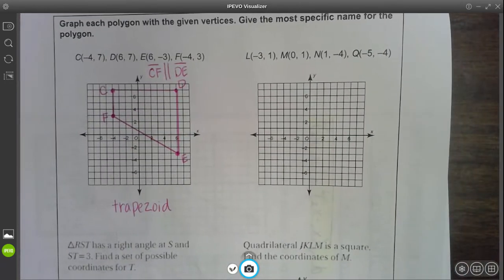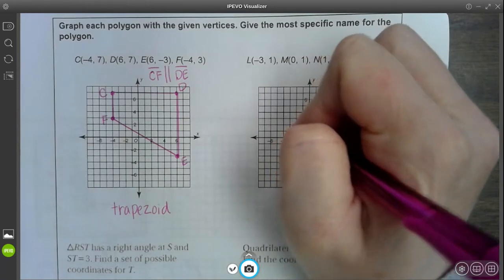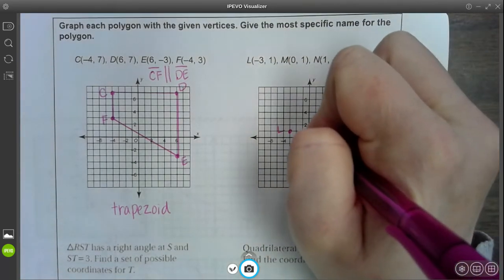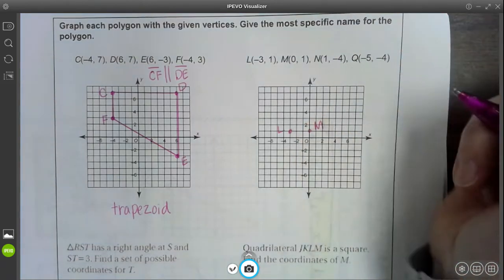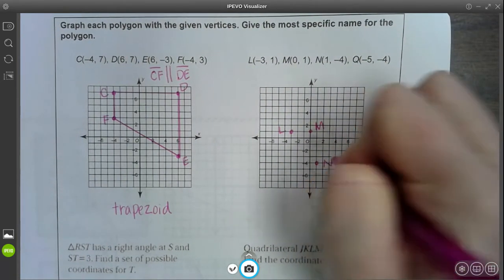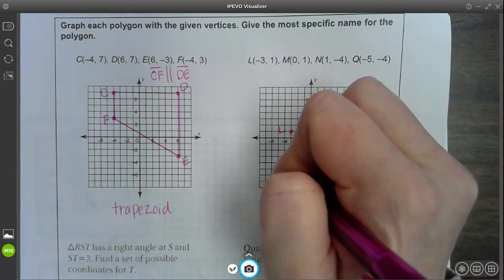Okay, the next one has coordinates -3, +1. That's L. M is at 0, 1. N is at 1 and -4. And then Q is at -5, -4.